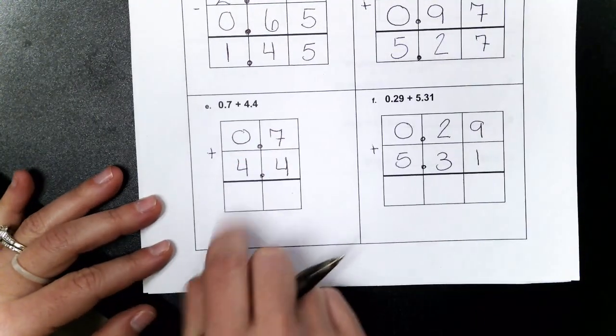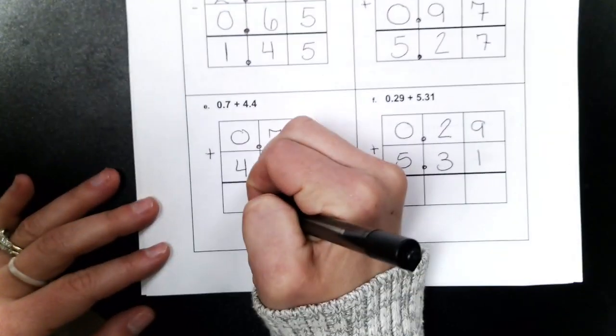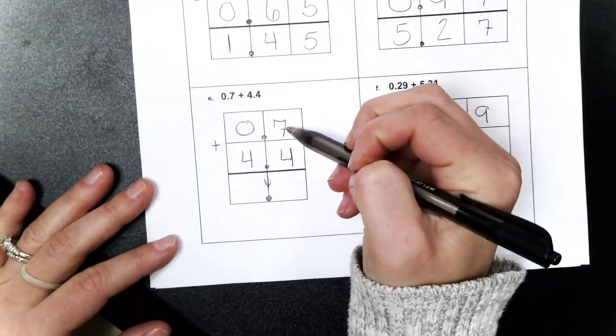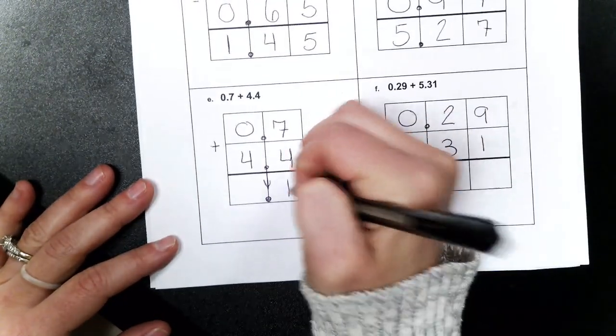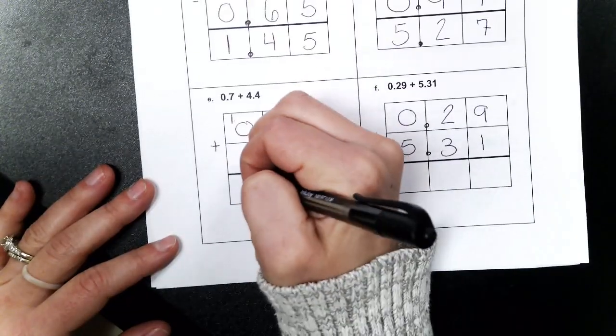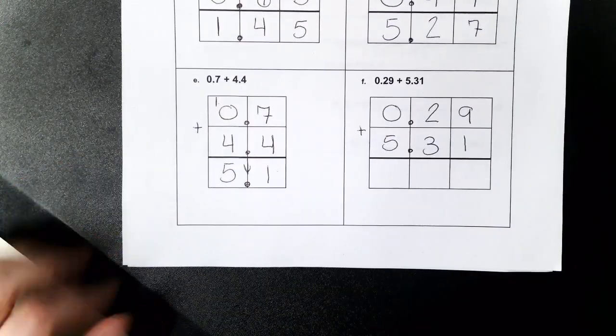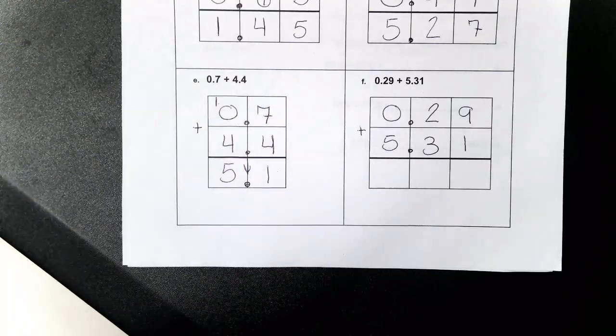Continuing on. 0.7, 7/10 plus 4.4, 4 and 4/10. Bringing down that decimal. 7 plus 4 is 11. Add my 1. 1 plus 4 is 5. 5.1 is my answer. One more on this page.